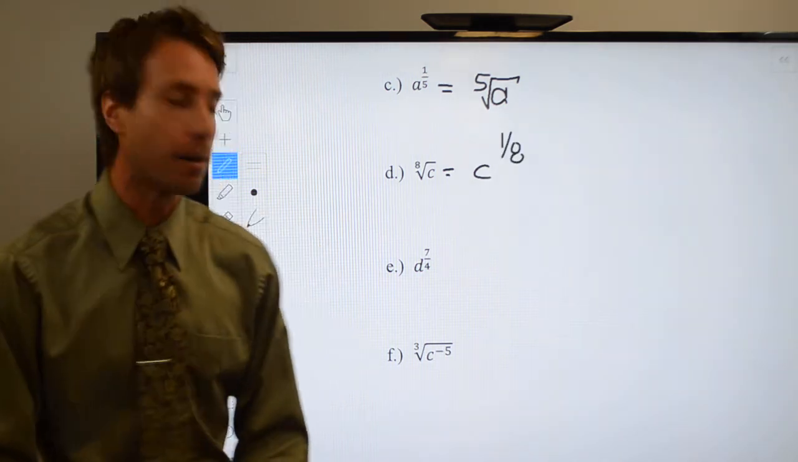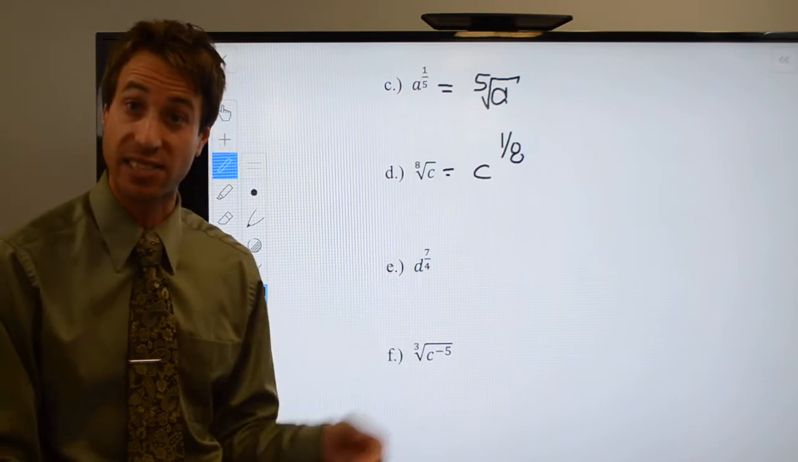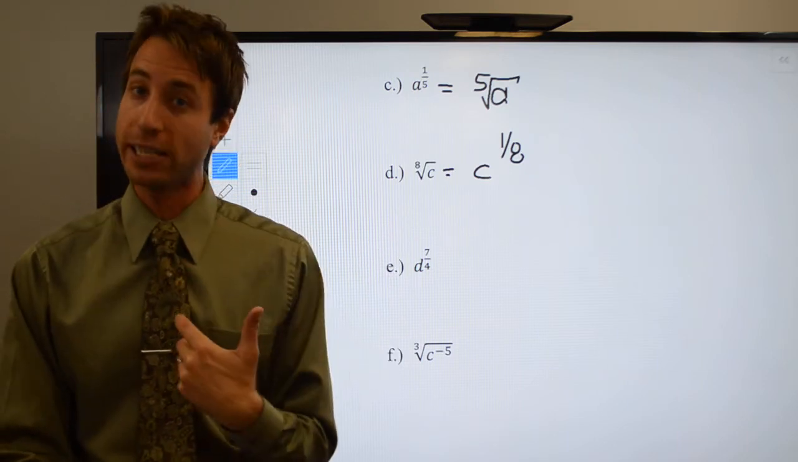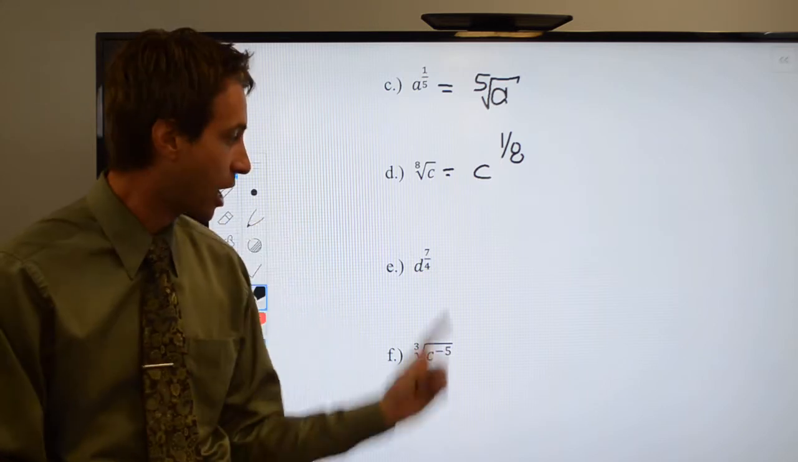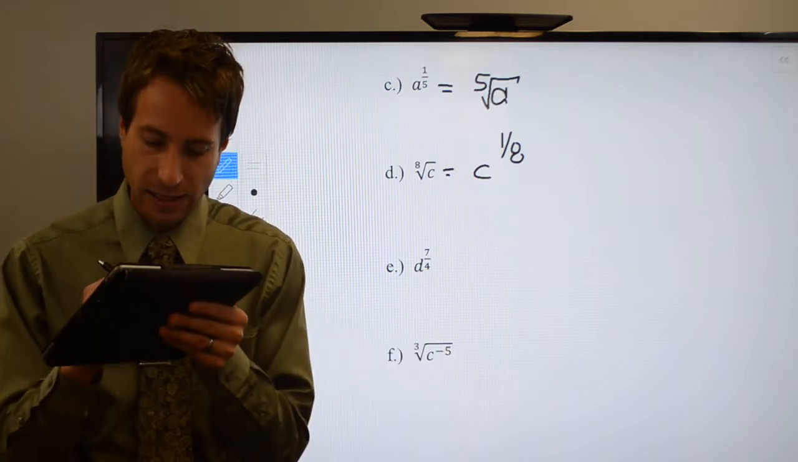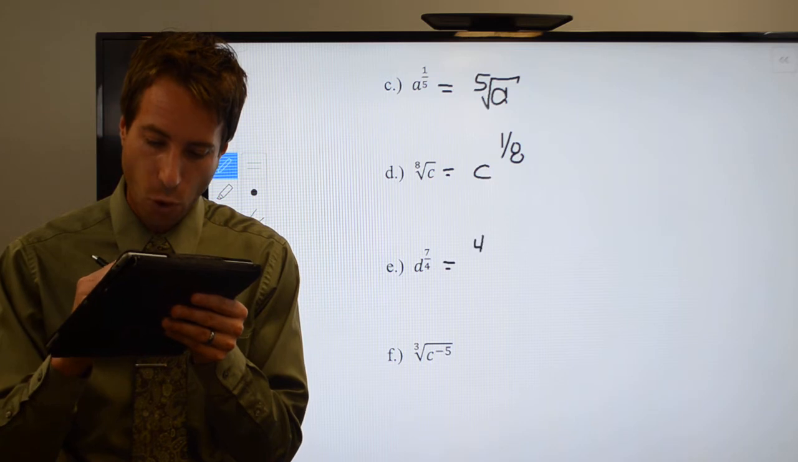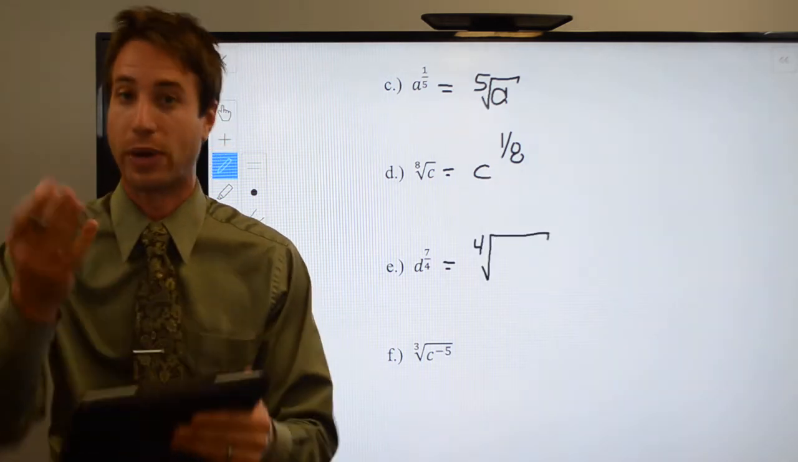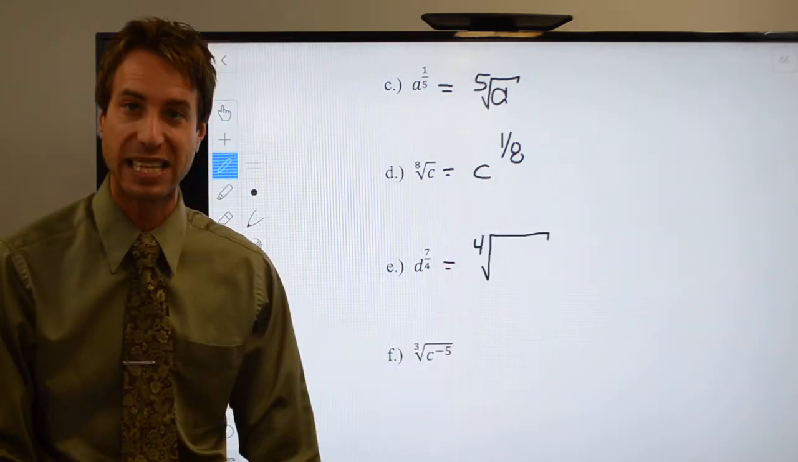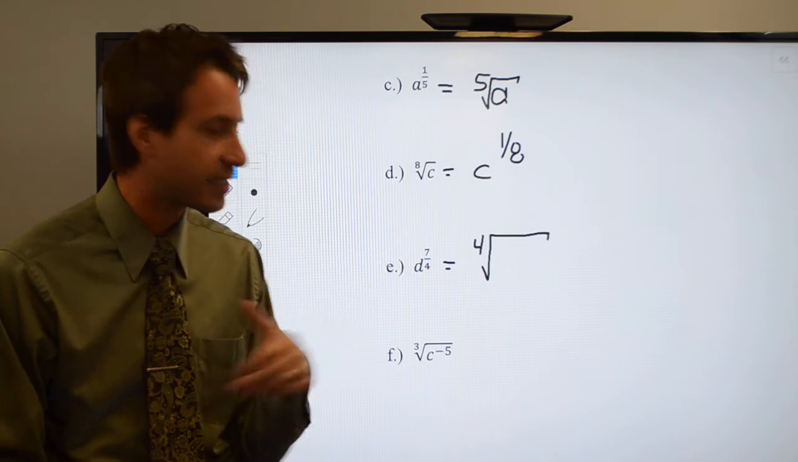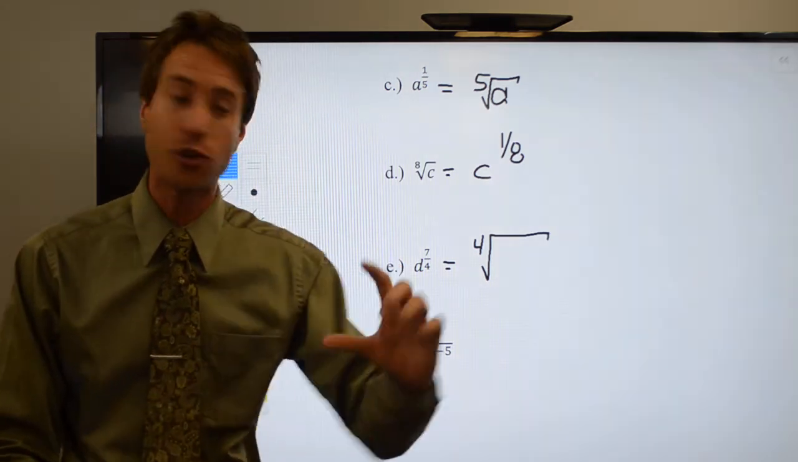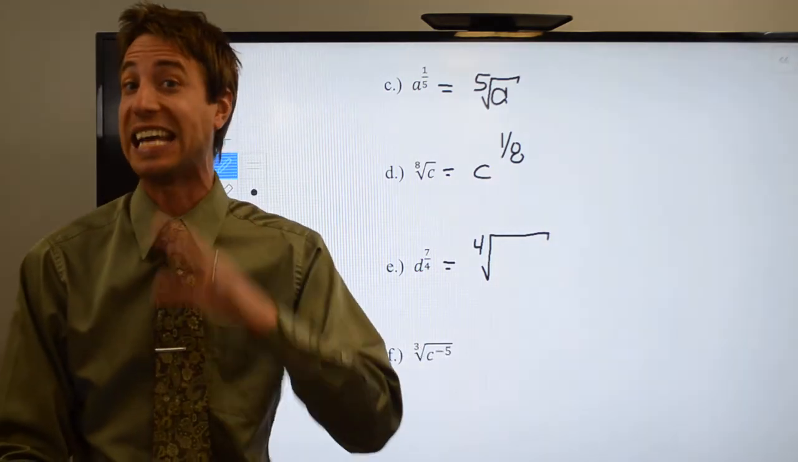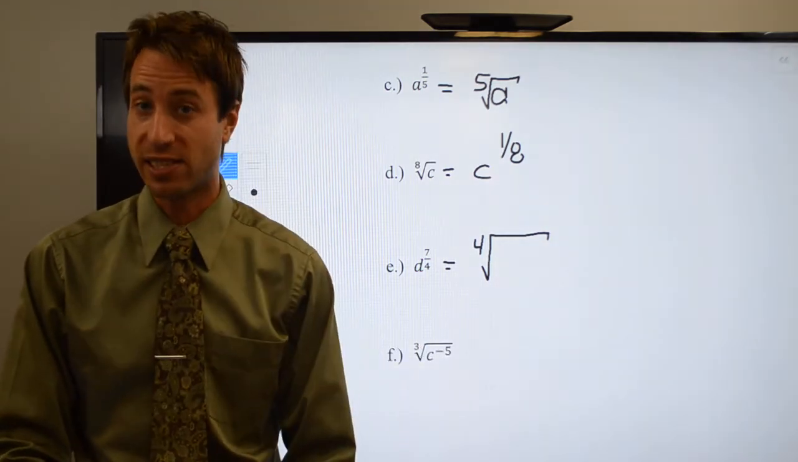Okay, now we come to another one. This is d to the 7/4. Well, we already talked about the fact that the denominator is going to become the index. So since I have a 4, that means this is going to be rewritten as a 4th root. Okay, because the denominator becomes the index. But what about the 7 in the top? Well, it doesn't change, right? This will now be underneath my radical expression, a d to the 7th power.